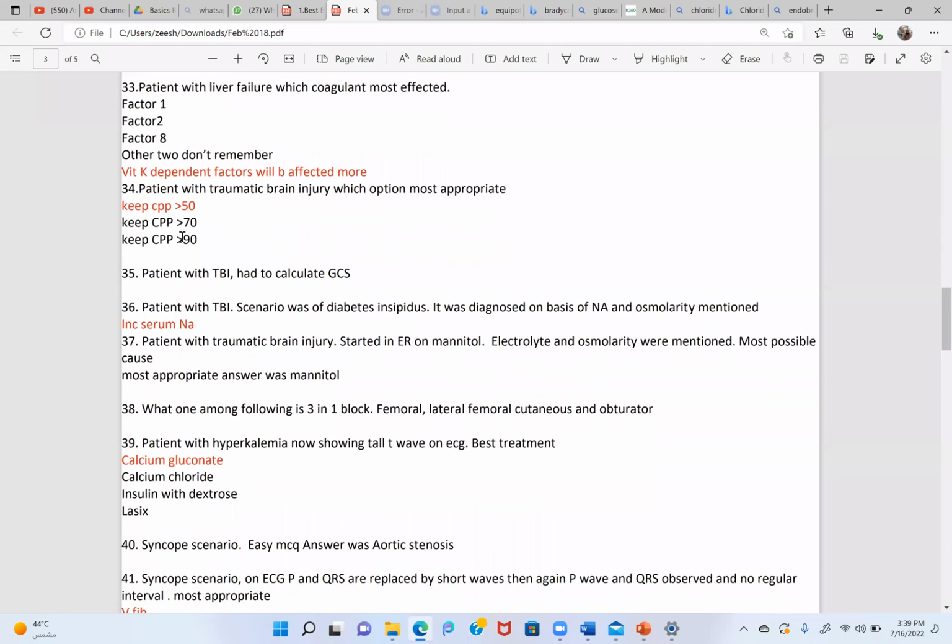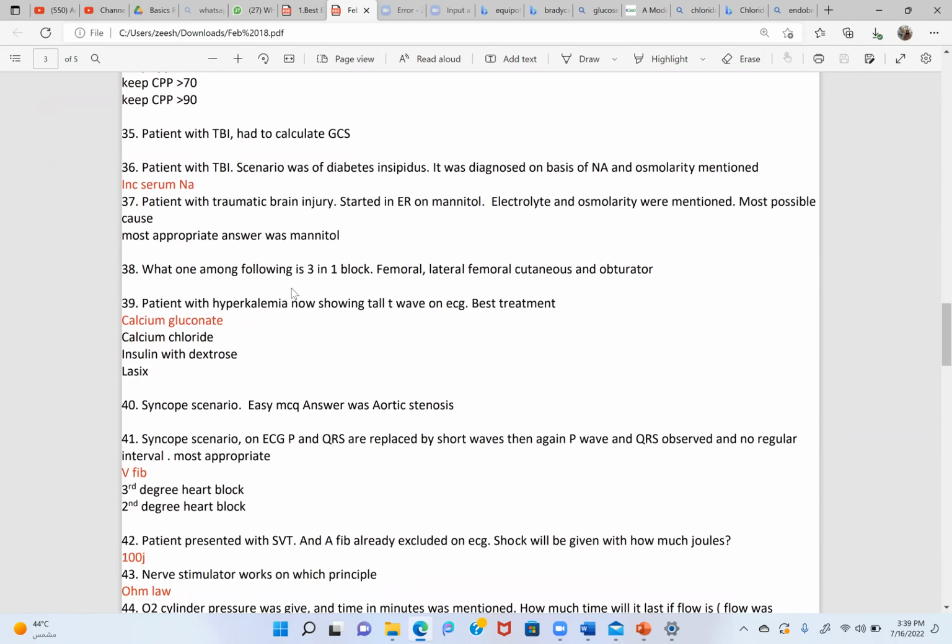So patient with traumatic brain injury, which most? Cerebral perfusion pressure, not 50, 70. It is wrong. It should be 70. It's not 50. Patient with traumatic brain injury had to calculate GCS. GCS you should be knowing.